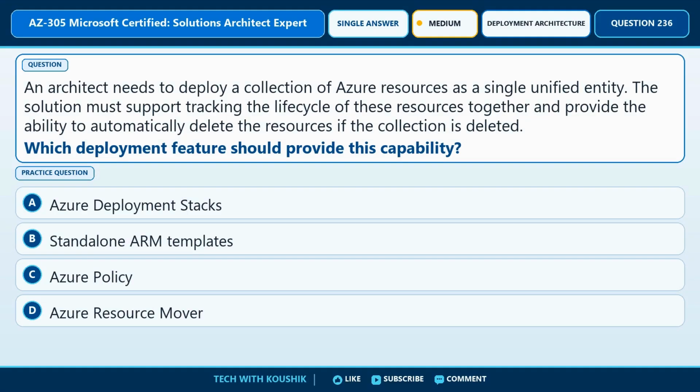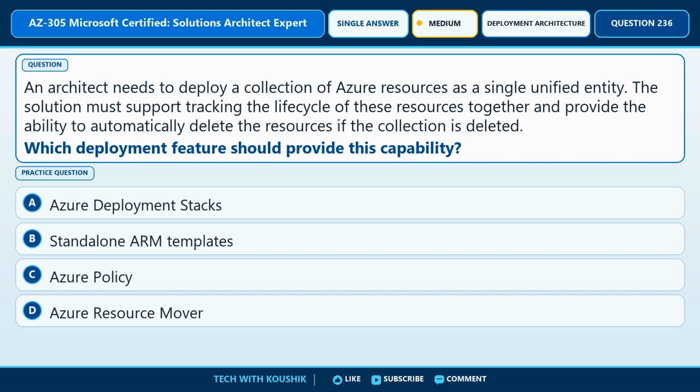The next item is question number 236. Treat this as a medium question. An architect needs to deploy a collection of Azure resources as a single unified entity. The solution must support tracking the lifecycle of these resources together and provide the ability to automatically delete the resources if the collection is deleted. Which deployment feature should provide this capability?